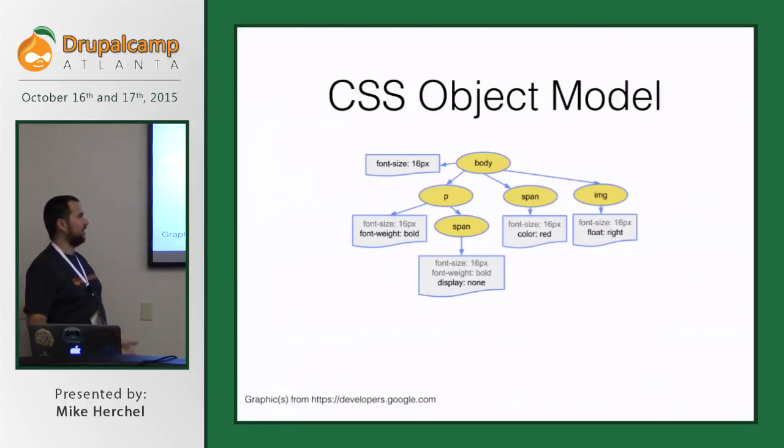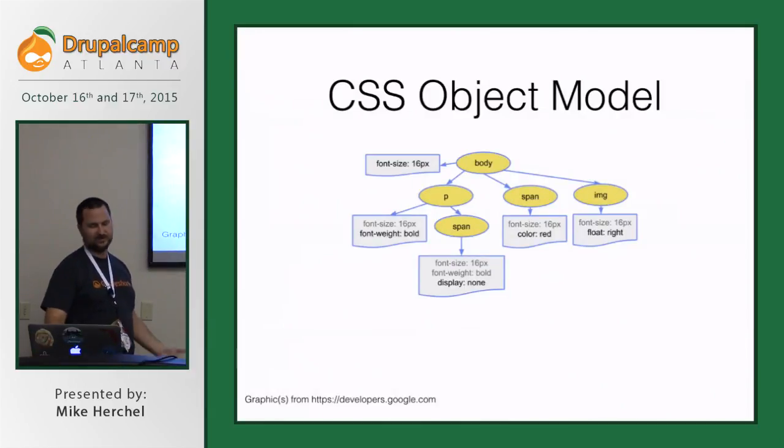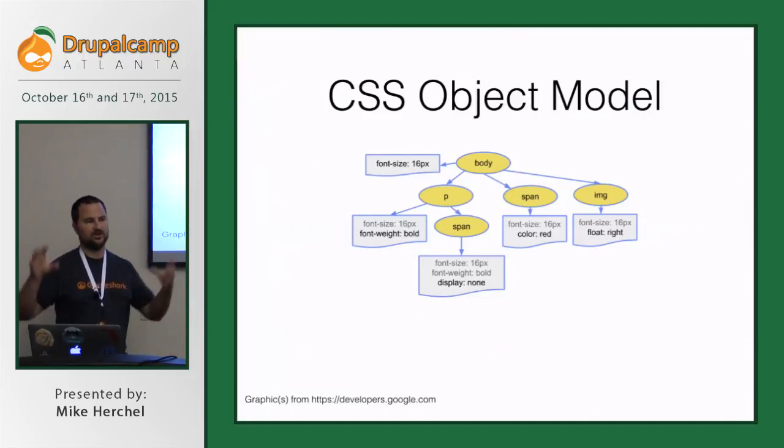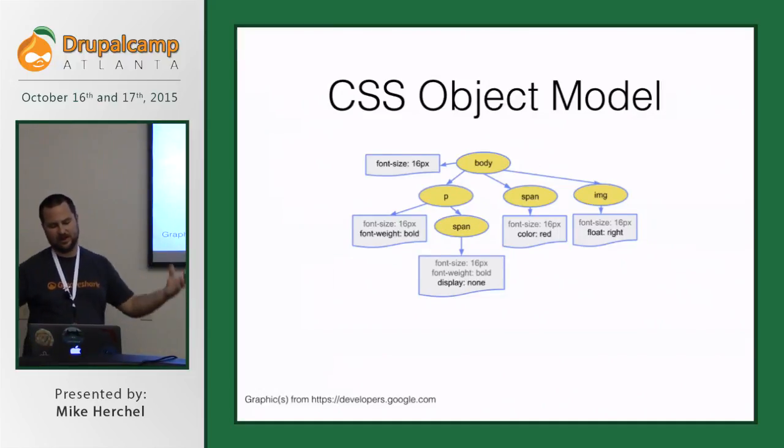The CSS object model is very, very similar, where it's a representation of your site CSS. So your browser will start with the most generic rule, which is, you know, the body tag, and cascade down to more specific rules.